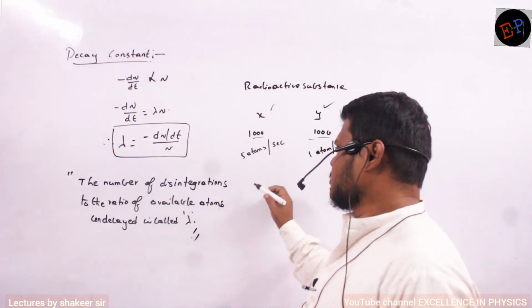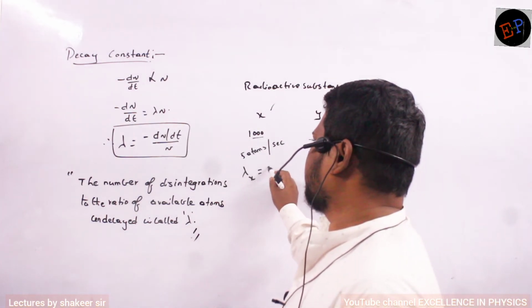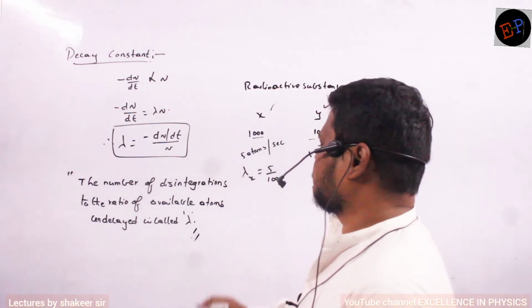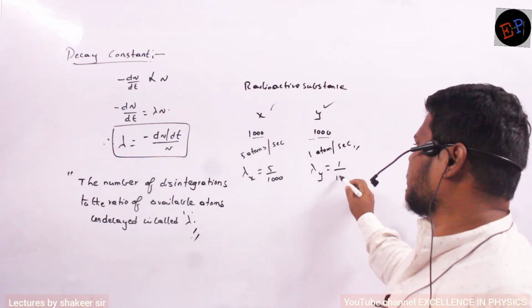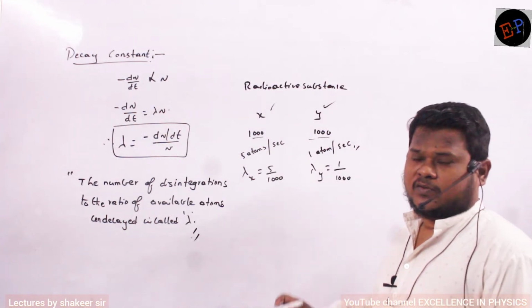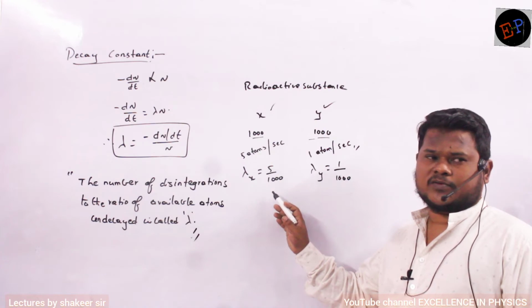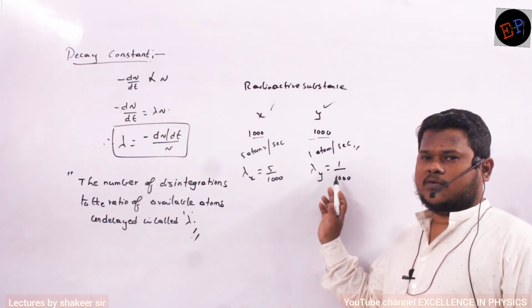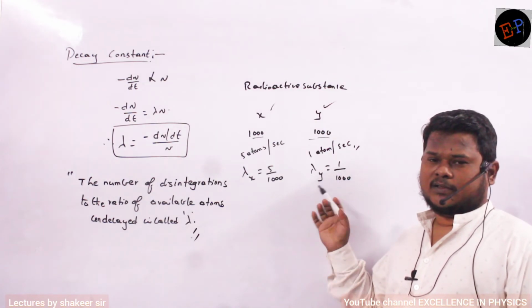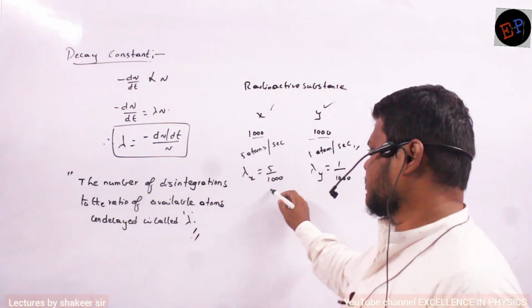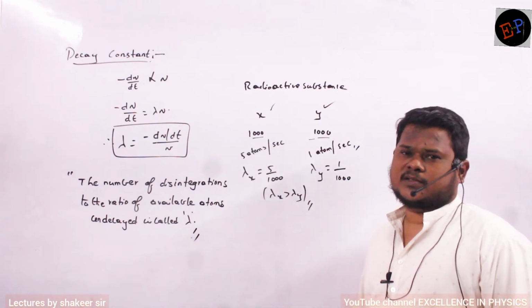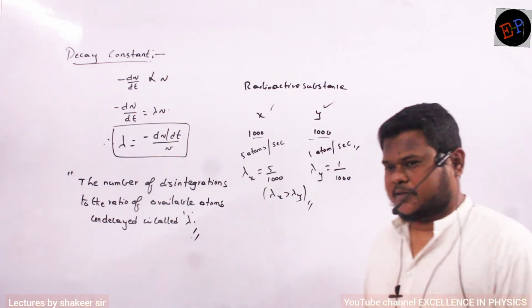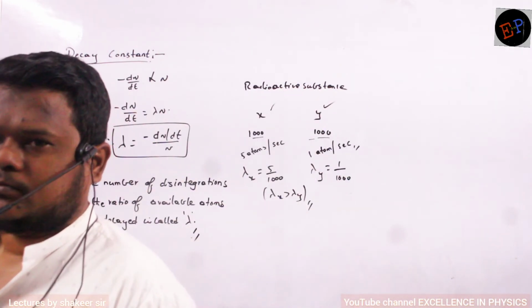So what is the lambda value of X here? 5 divided by 1000. Clear now? And what is the lambda value of Y here? 1 divided by 1000. 5 disintegrations out of 1000, 1 disintegration out of 1000. Which one is greater? Definitely lambda X is greater. Understood now? That is called the rate or the decay constant.